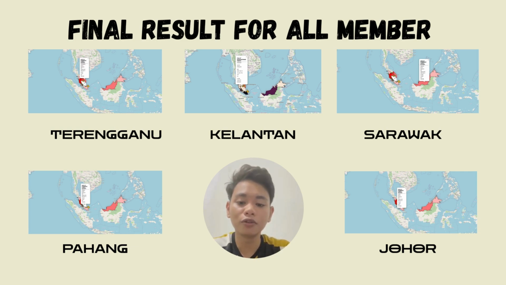This is the final result for all members. First, Muhammad Irfan chose the state of Terengganu. Next, Muhammad Dennis selected the state of Kelantan. After that, Muhammad Shukri chose the state of Sarawak. Muhammad Israf selected the state of Pahang. And lastly, Adi Saikal chose the state of Johor.